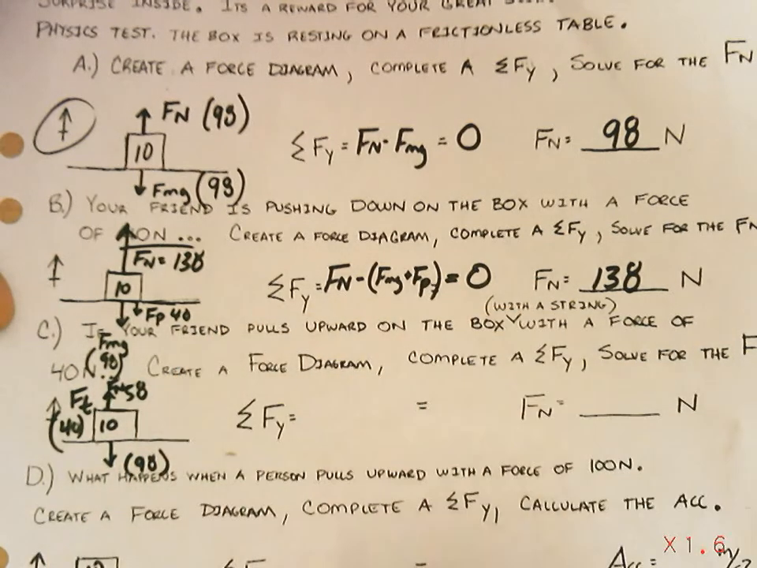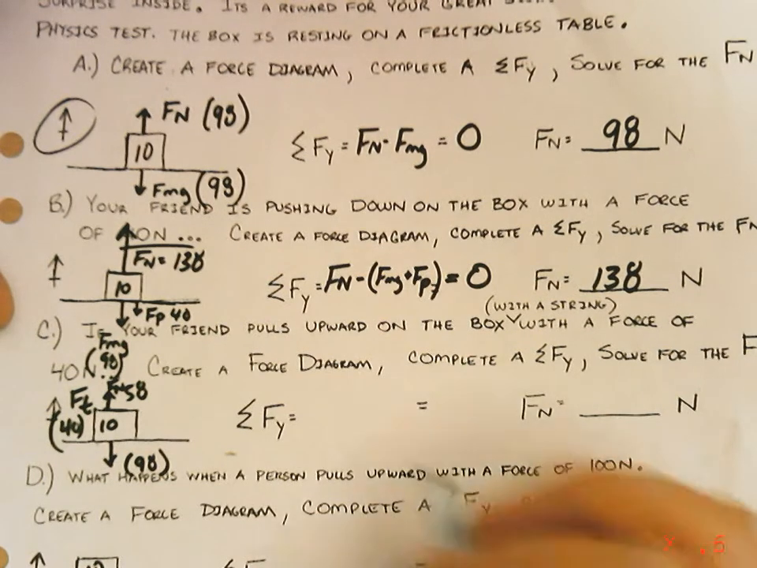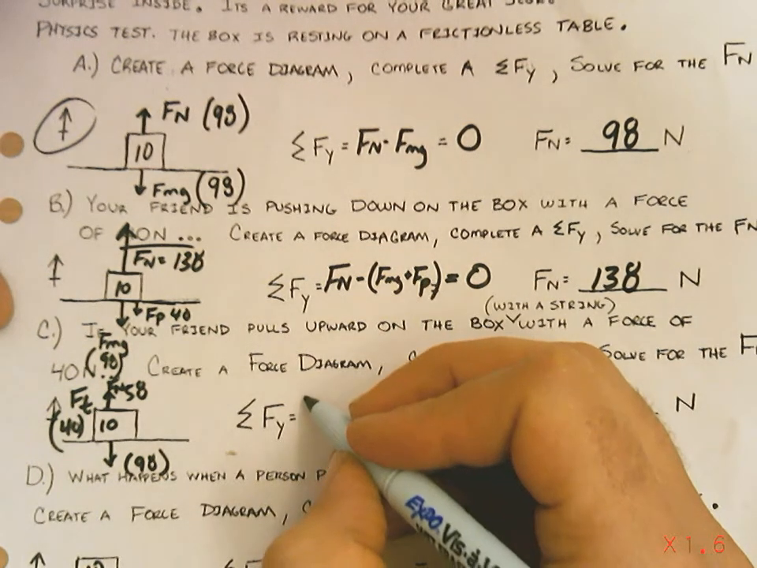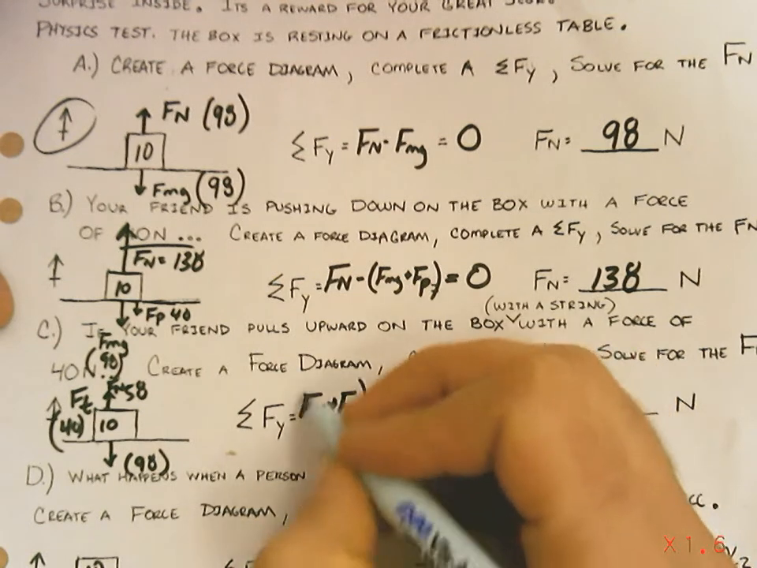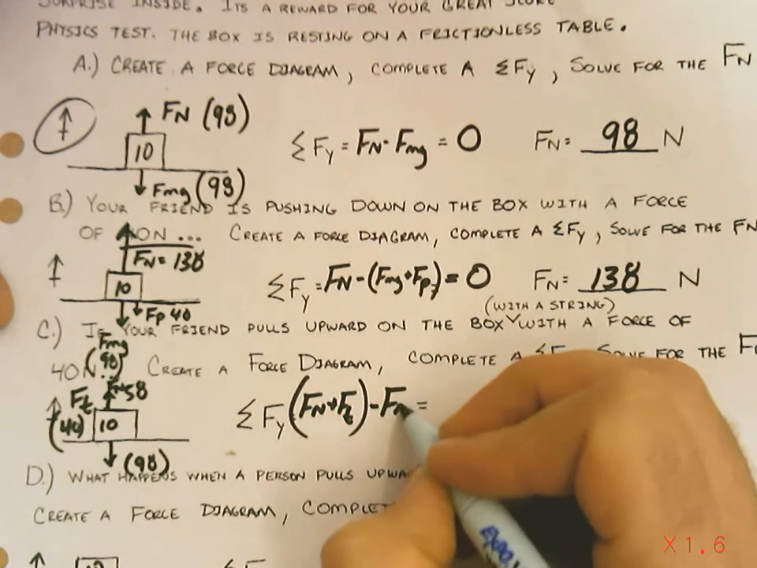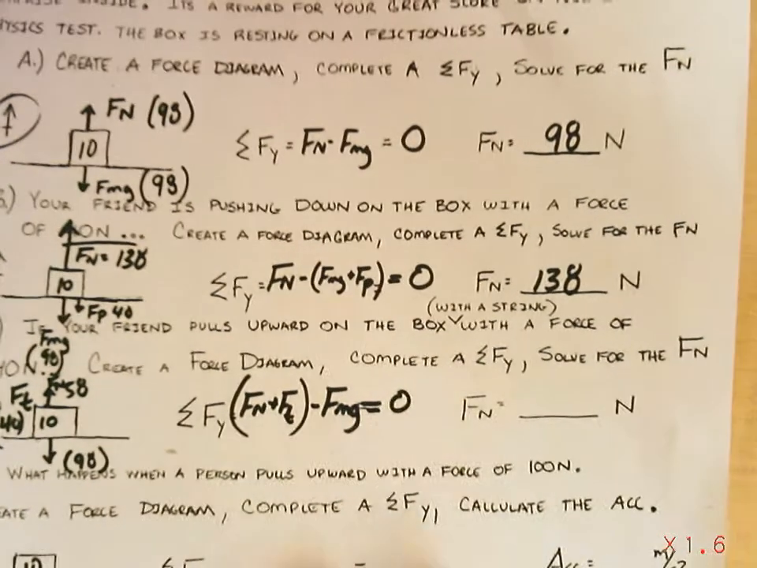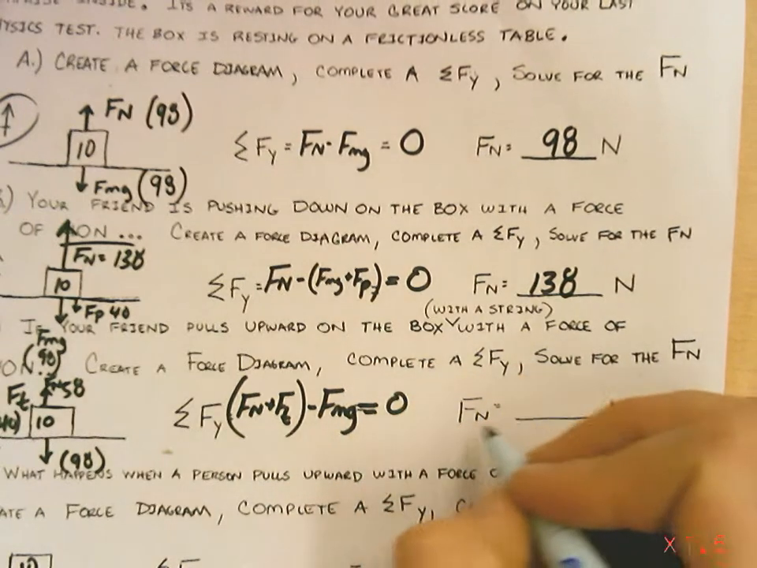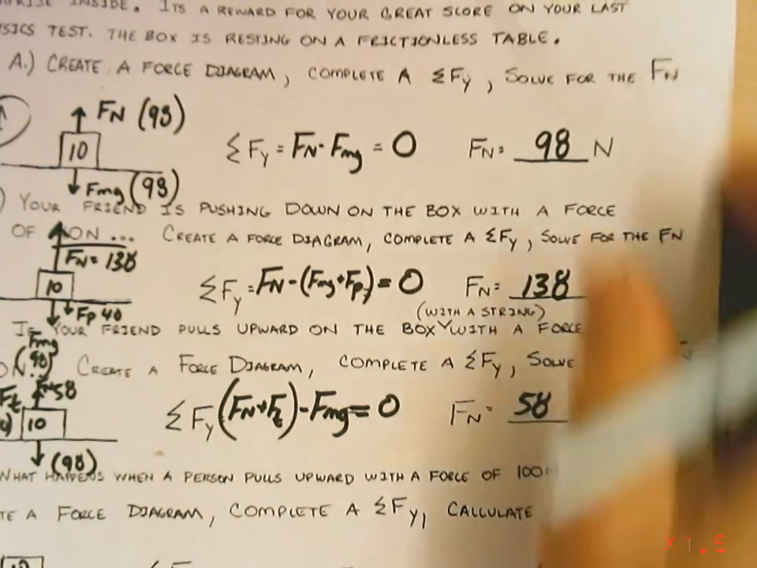So Fn is reduced. It wasn't enough to lift it off the table, but it did reduce how much the table pushed. So here my parentheses kind of change: take Fn plus Ft, those two together, minus Fmg equals 0. Still balanced, no acceleration yet. So the Fn was decreased like we talked about, and now it's 58.